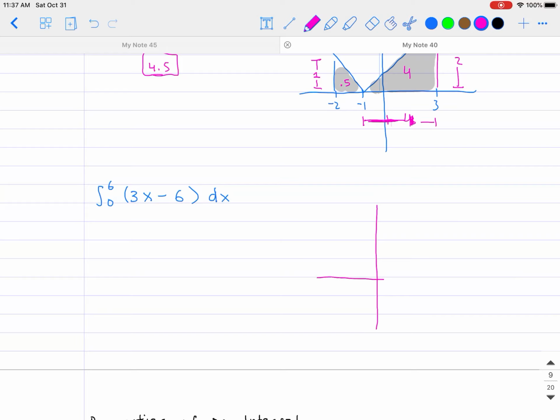Okay, this time I am going to go from the area from 0 to 6, and I want to go for the equation 3x minus 6. Okay, so let's go ahead and draw that out once again.